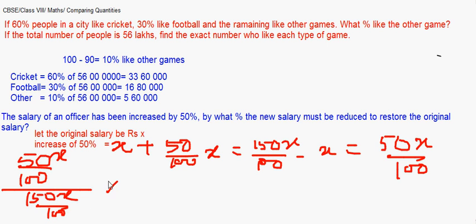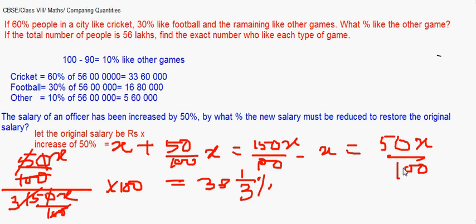And to convert into percentage, I'm multiplying by 100. This and this get cancelled. Thereby this 0 cancelled. Then 5, 15 is 3. So it's 100 by 3%, that makes it 33 whole 1 by 3%. So the new salary is to be reduced by 33 whole 1 by 3% to get the original salary, which we had considered to be X. Let's move on with more questions.